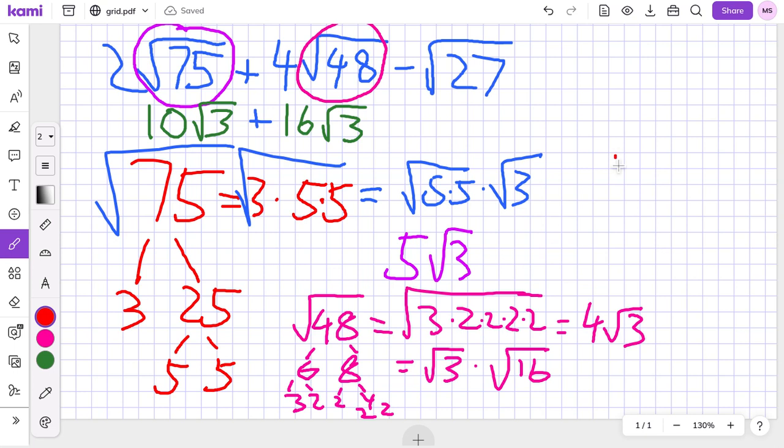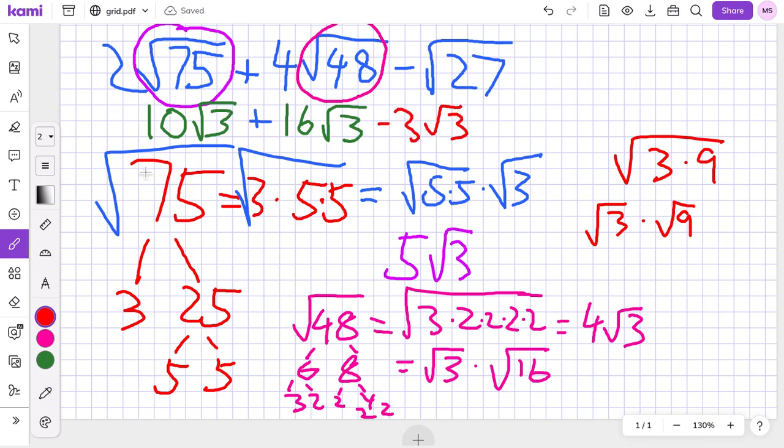Okay, finally, root 27. So root 27, that's 3 times 9. And that's going to be root 3 times root 9. Otherwise known as root 3 times 3, or 3 root 3. Now, what does that make our answer? The answer is 23 root 3. Because 10 plus 16 is 26, and 26 minus 3 is 23.